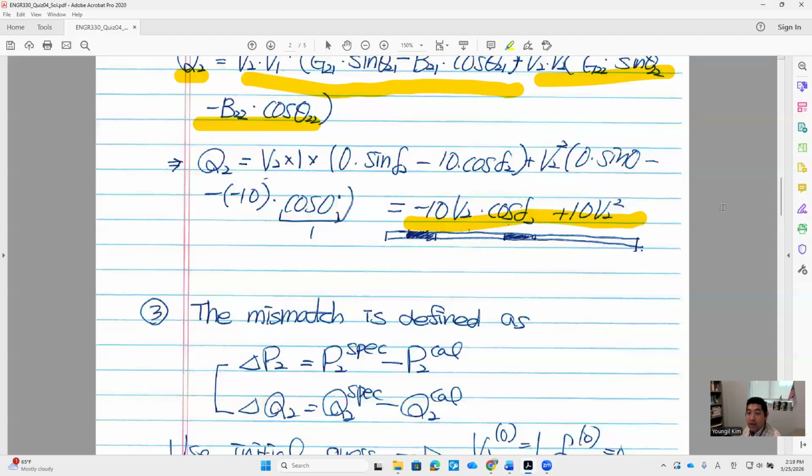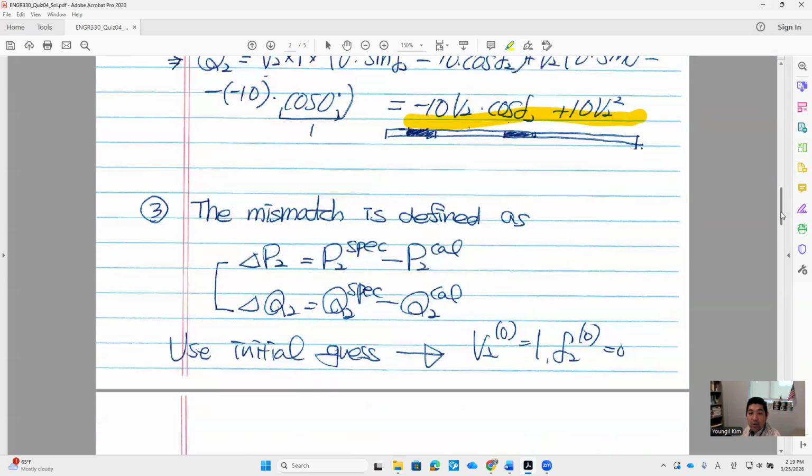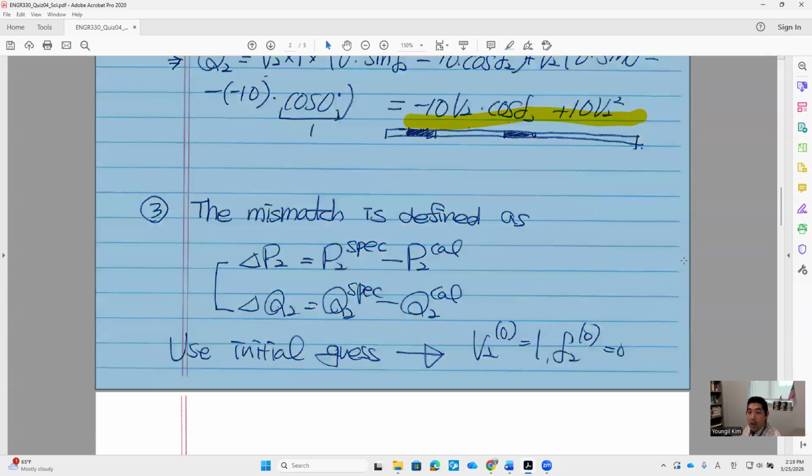I'm going to show you the answer. So right there, using the initial value, we have to find the calculation value.